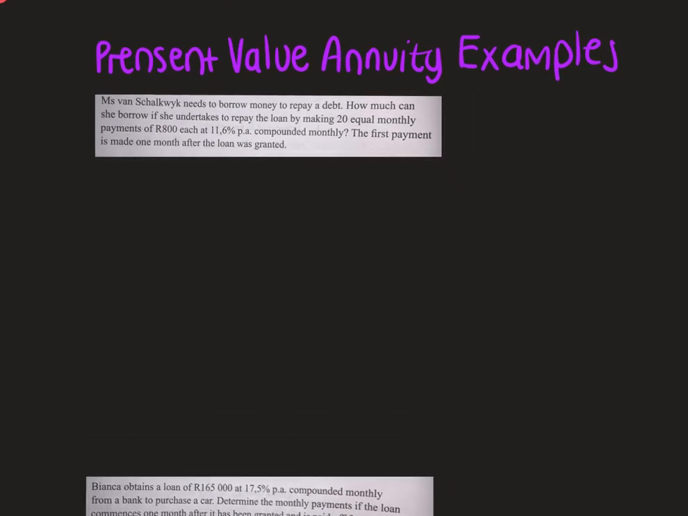So let's put that there. Let's zoom in over here. Here we've got Miss van Skalkwyk, who needs to borrow money to repay a debt. How much can she borrow if she undertakes to repay the loan by making 20 equal monthly payments of 800 Rand each at 11.6% per annum compounded monthly? The first payment is made 1 month after the loan was granted. That last little sentence just means that in a normal scenario, you always make a payment after 1 payment period. Your first payment is made 1 payment period after you've taken out your loan. So that is a normal scenario, meaning our N will remain untouched.